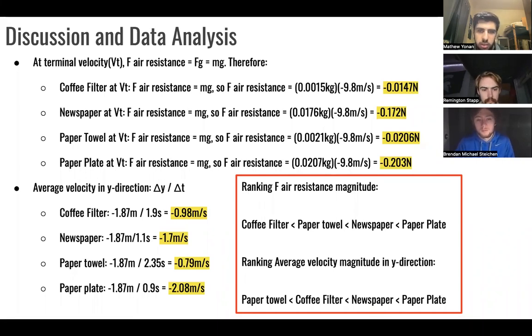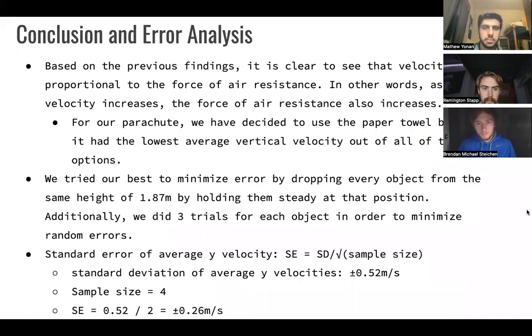After we ranked both air resistance and average velocity, we found that for air resistance, it was coffee filter less than paper towel, which was less than newspaper, with paper plate having the highest air resistance. And for average velocity, it was paper towel less than coffee filter, less than newspaper, with paper plate again having the highest velocity. Based on our previous findings, we found that the velocity is proportional to the force of air resistance. In other words, as velocity increases, the force of air resistance will also increase.